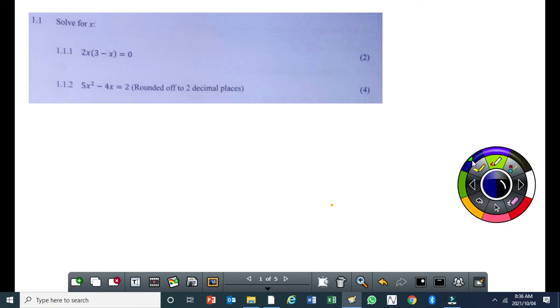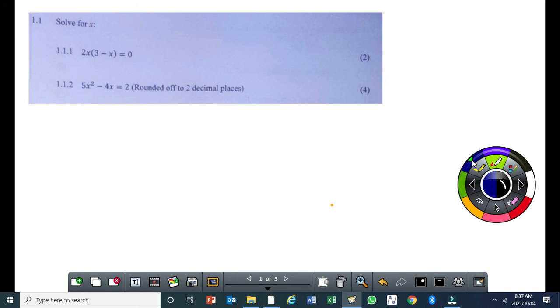It's a quadratic equation. The first question of your maths paper 1 is a quadratic equation. And the question can come in different ways. For your trial paper, it was already factorized. So you need to know that here, you have got two factors.